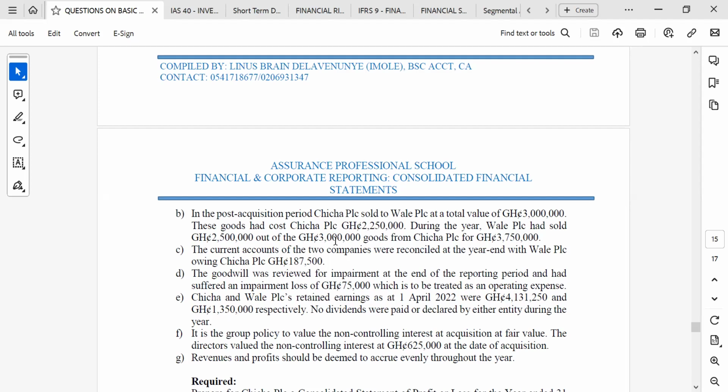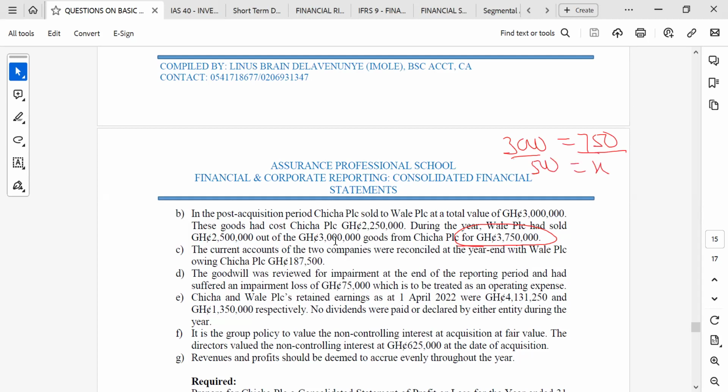500. This particular one, what has been sold to a third party, or maybe they have incurred a cost on the item, is not our focus. We are only concerned with what portion of the profits we are yet to realize from the sales we have made to them. We have sold to them 3 million goods. So if they are able to sell all the 3 million, we are going to get a profit of 750. So if 3,000 is equal to 750, they are yet to sell 500. So if 3,000 is 750, 500 will be what?